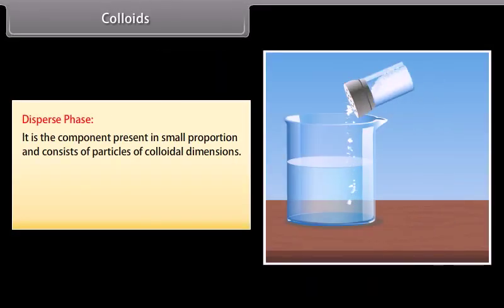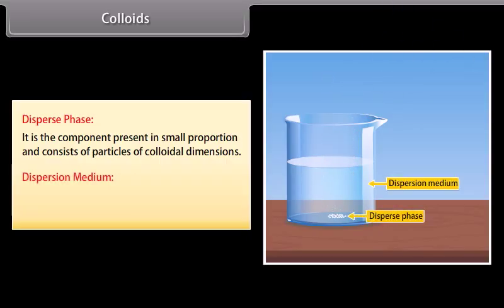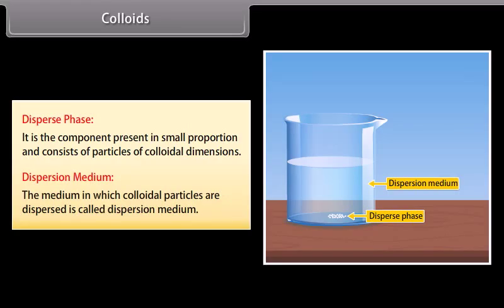Disperse phase. It is the component present in small proportion and consists of particles of colloidal dimensions. Dispersion medium. The medium in which colloidal particles are dispersed is called dispersion medium.